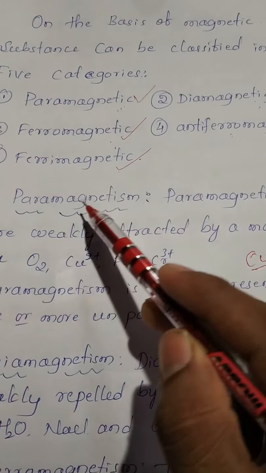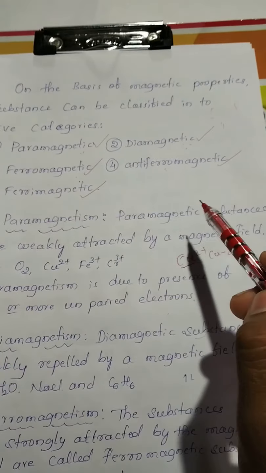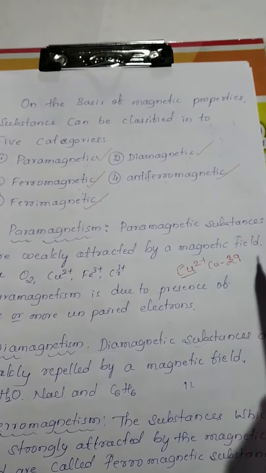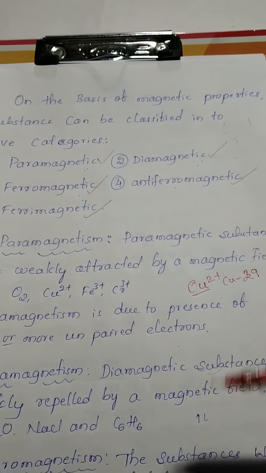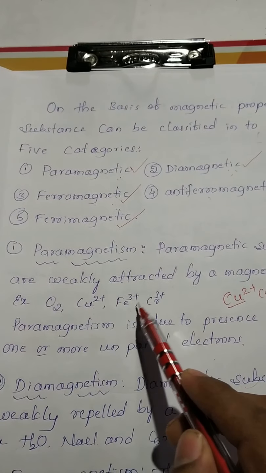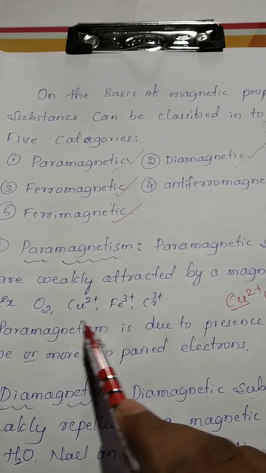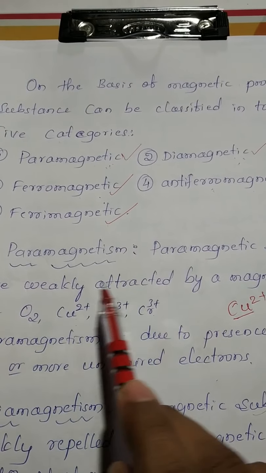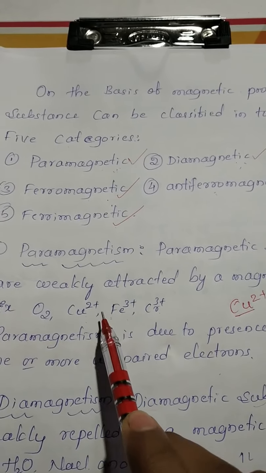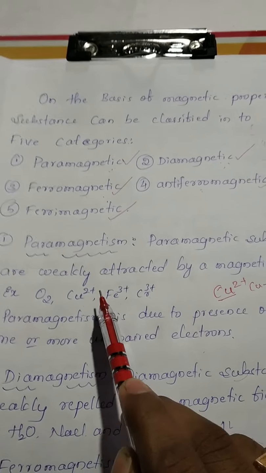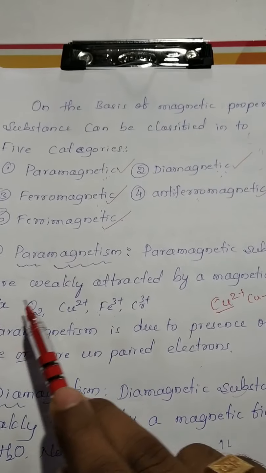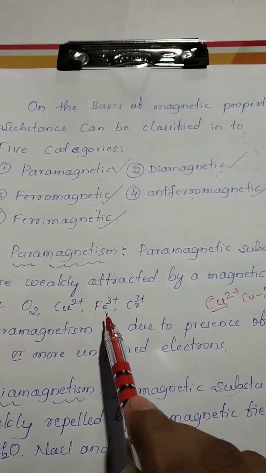Paramagnetic substance or paramagnetism. These are the substances that are weakly attracted by the magnetic field. Example, O2, Cu plus 2, Fe plus 3, Cr plus 3. So these are the paramagnetic substances, which are weakly attracted by the magnetic field. Why? Because they contain one or more unpaired electrons. Hence, these substances are weakly attracted by the magnetic field.